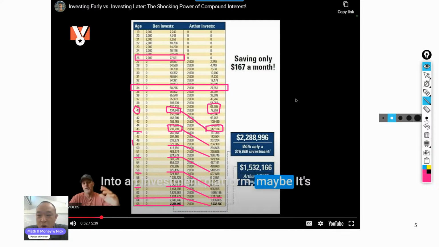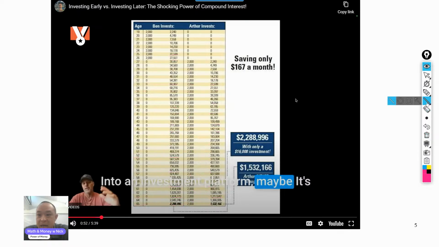So what this chart pretty much tells you is that the power of compound interest plays a huge factor, but even more importantly, it is vital that you start to invest early. Even though Arthur only waited 8 years before he started investing and he puts in $2,000 for every year all the way up to 65, his account balance never catches up to Ben, because Ben has the power of time and compounding working in his favor.